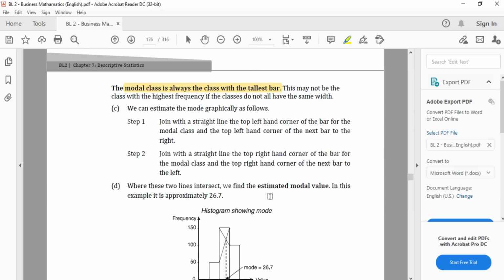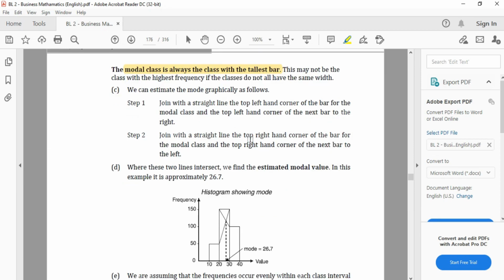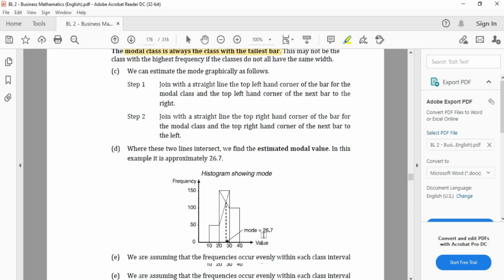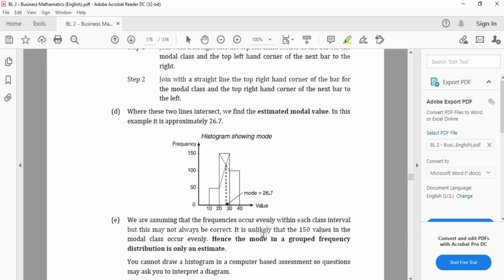Right. So, we can estimate the mode graphically as follows. Join with a straight line the top left hand corner of the bar for the modal class and the top left hand corner of the next bar to the right. So, the left hand corner. It's interesting, it's from a mathematical perspective. It's just like a drawing, okay?